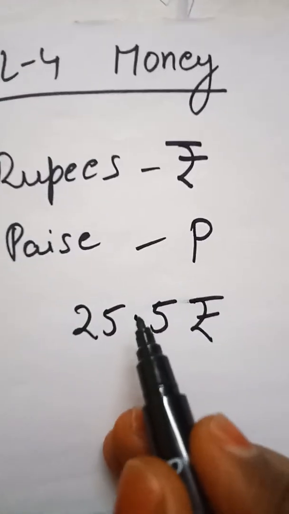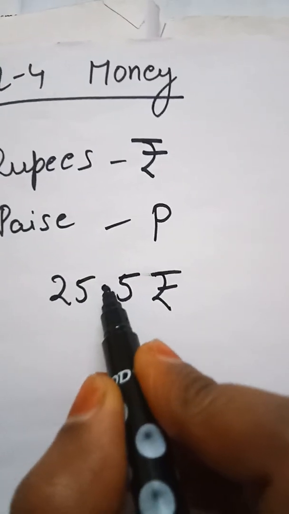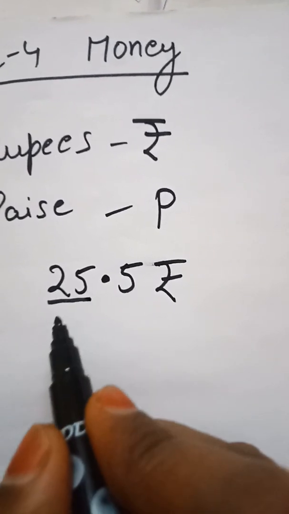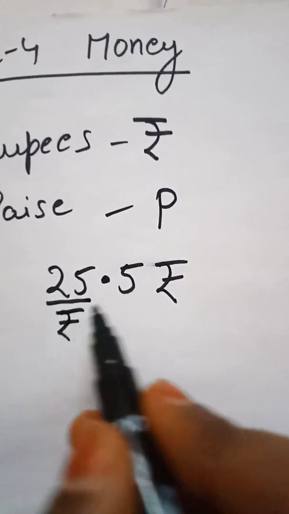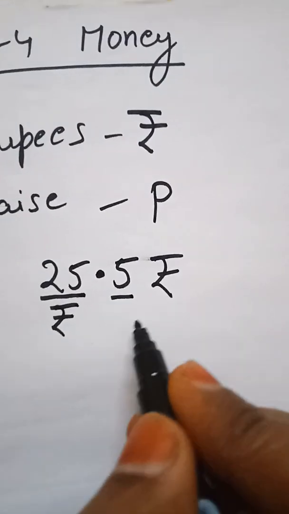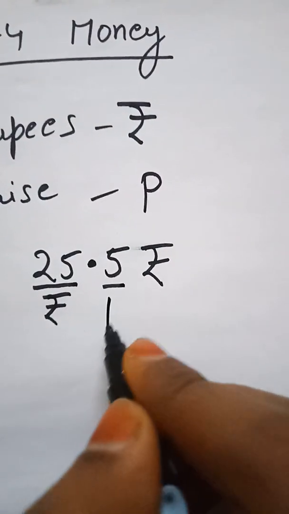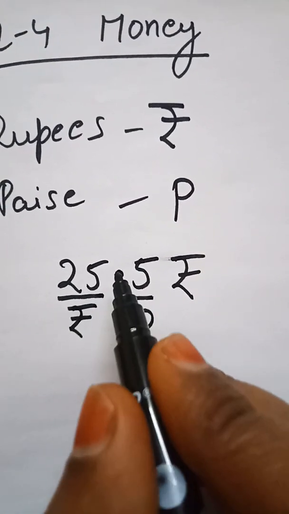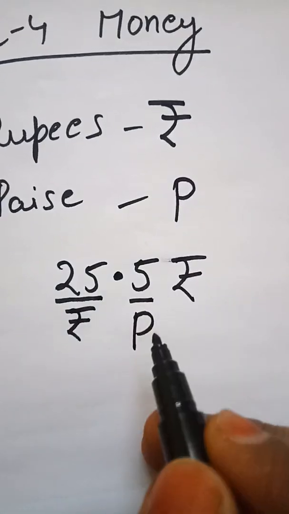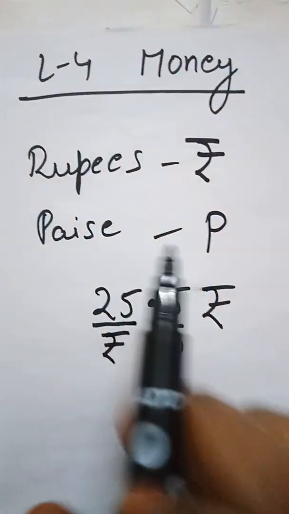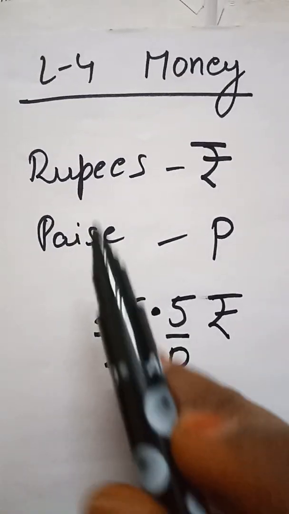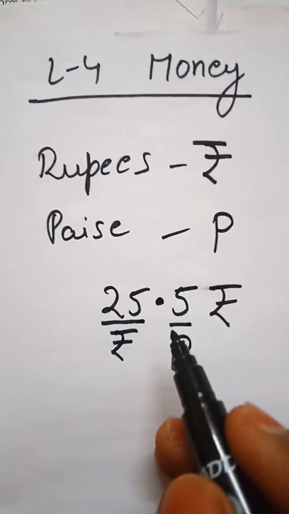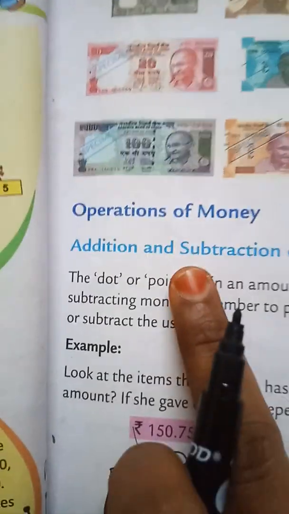In this amount we can observe the point. Before the point, which number do we have? 25. This 25 is called rupees. After the point we have 5. The numbers after the point are called pies. So this is how to differentiate rupees from pies. Before the point is rupees, after the point numbers are pies. Rupees and pies are differentiated with the point. So clear? Now we have the operations of money.